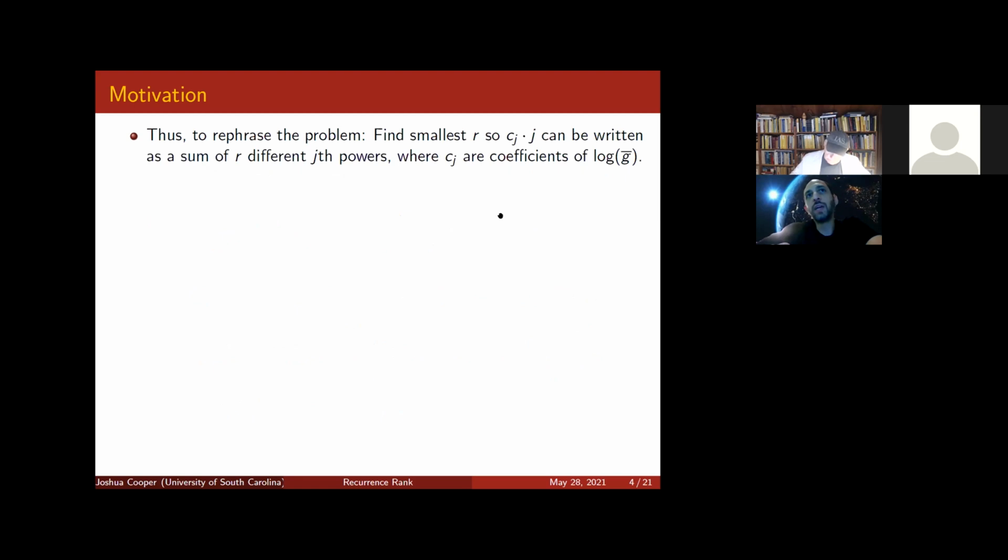So let me rephrase the question. We're looking for the smallest r so that if you multiply those coefficients by j, you get something that's a sum of r different jth powers. That's what was written on the previous slide. I can't go backwards.